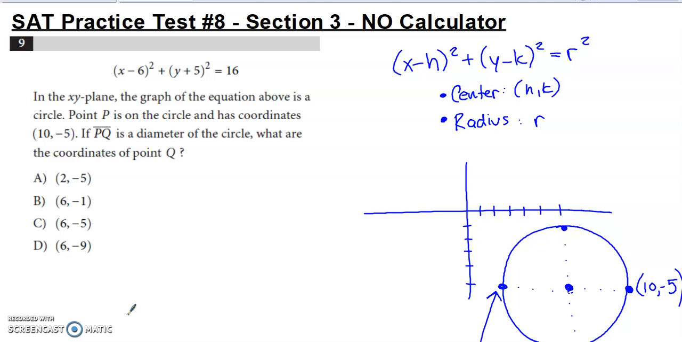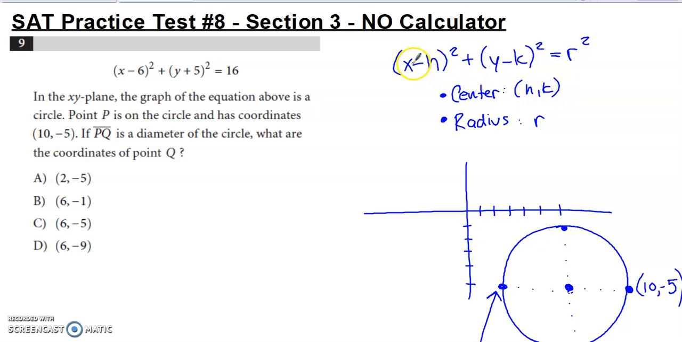If you look at number 9 here, number 9 is a pretty tricky question. They tell us that if we graph this equation, we get a circle. So the general form for the equation of a circle in the coordinate plane is this right here. The center of the circle would be (h, k).